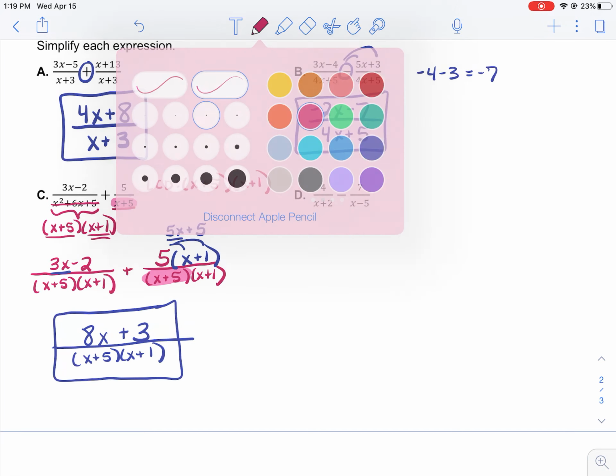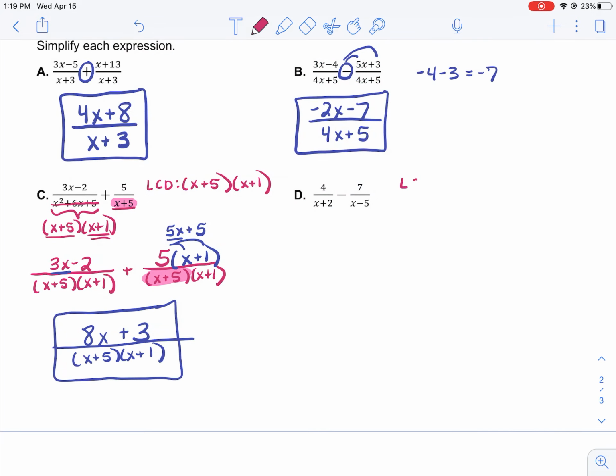Okay, so let's try a subtraction one. To find the LCD here, notice that the x plus 2 and the x minus 5 cannot be factored. So to find the common denominator, we need to include any factors that appear once or that are shared. So we have one x plus 2 and we have one x minus 5. And so all we do is multiply those. And so we're going to rewrite each of these fractions with the denominator (x plus 2) times (x minus 5).